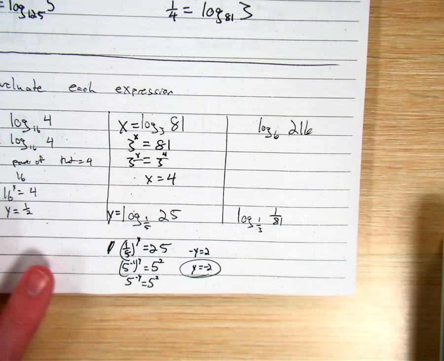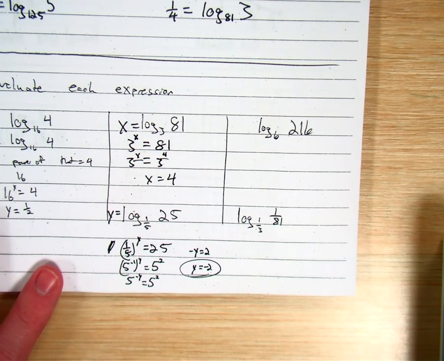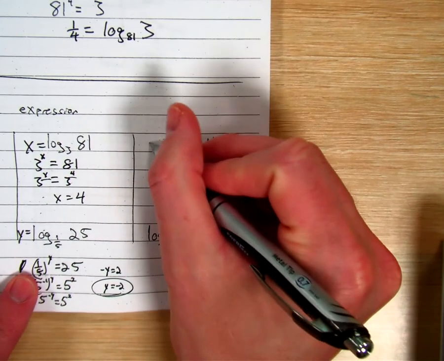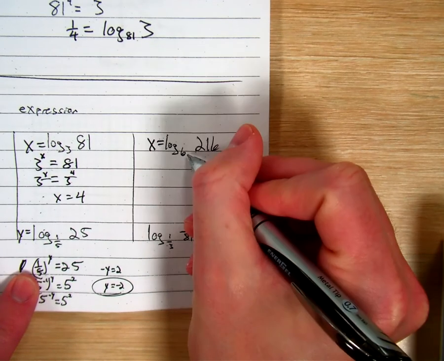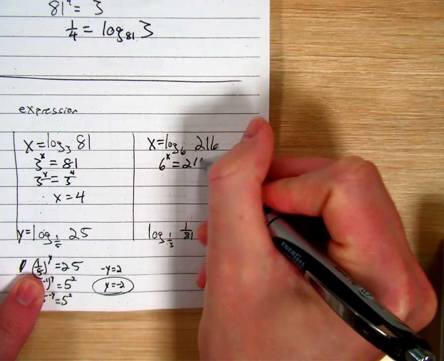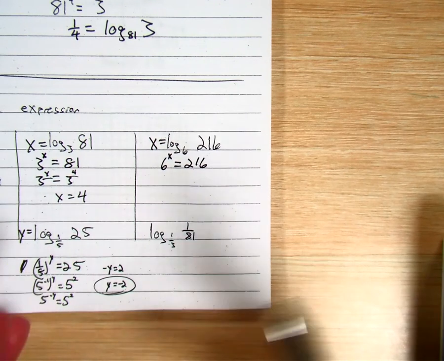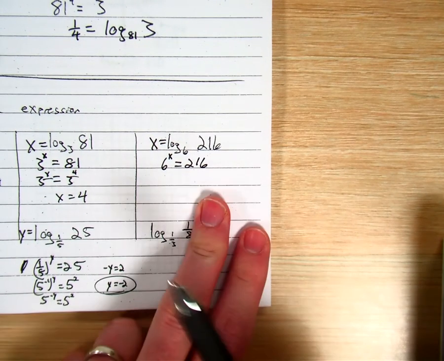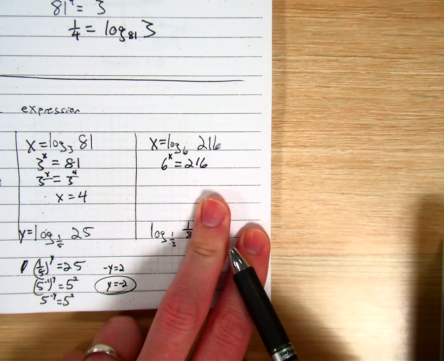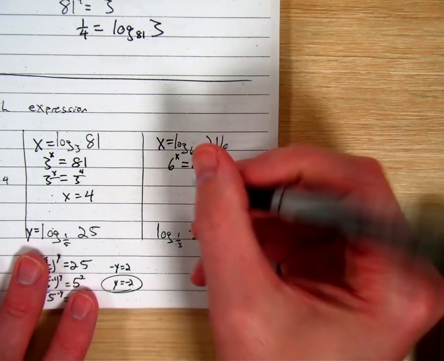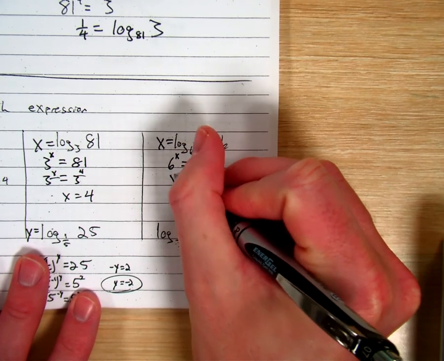Okay, let's have you try the other two over there on your own. All right, so I'm just going to throw an x down here. X is the power of 6. 6 to the x equals 216. So you can just use your fingers or your calculator here. 6 to the first power is 6. 6 to the second power, 6 times 6 is 36. Times 6 again to the third power, 216.